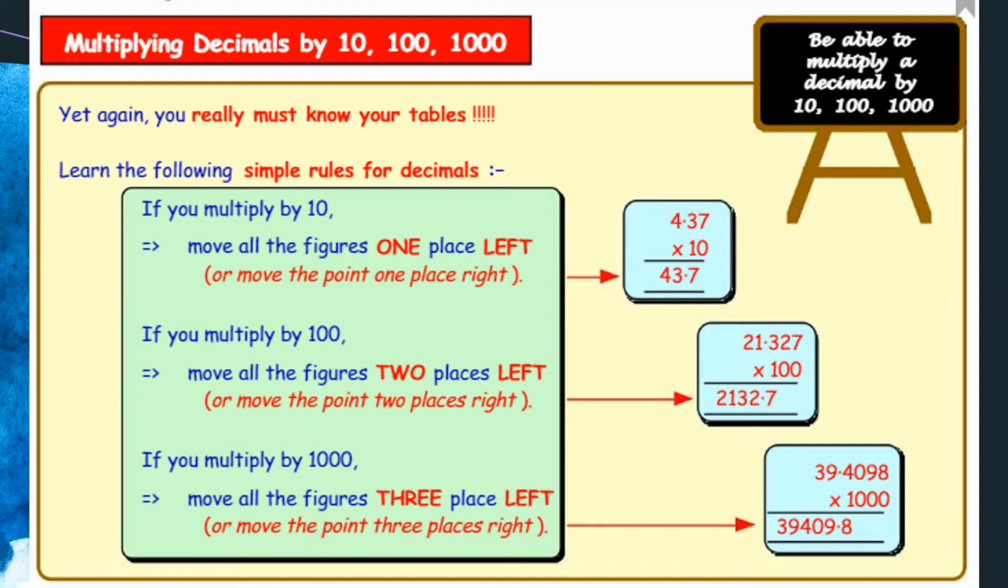Okay, so in this green box, it says if you multiply by 10, move all your figures one place to the left. Now I'm going to mark on here in purple. Well, that looks as if it might be coming out yellow. I want it to come out purple. Here's the decimal point. I hope you can see where I've marked that. Now, just like when you were adding, you lined up the decimal points. The first thing to remember is the decimal point doesn't move.